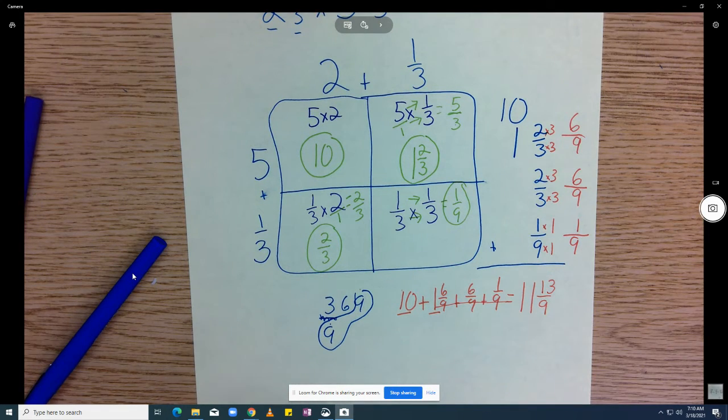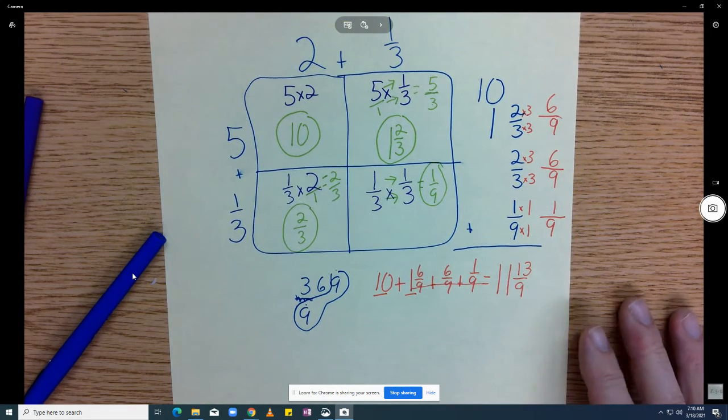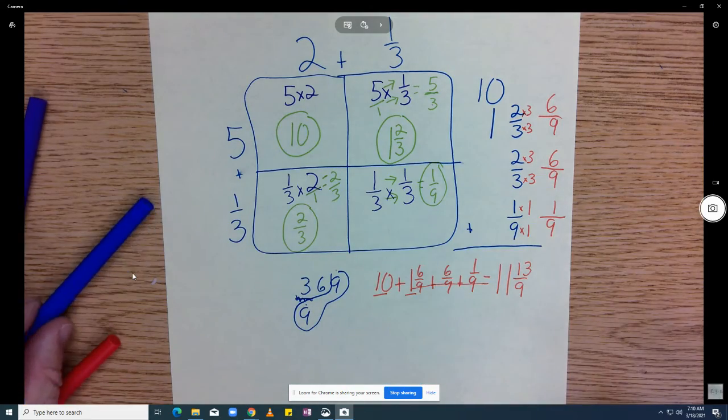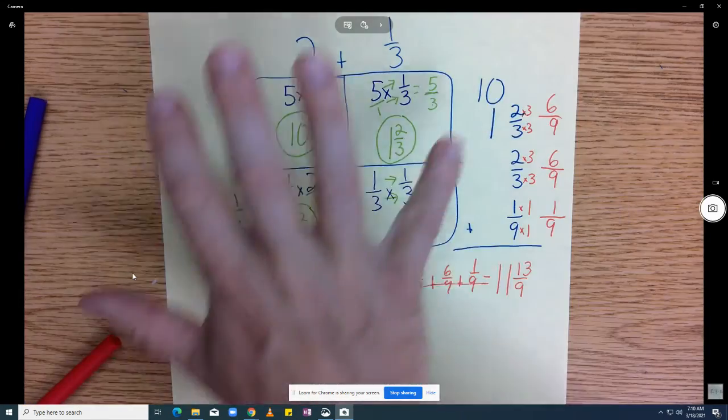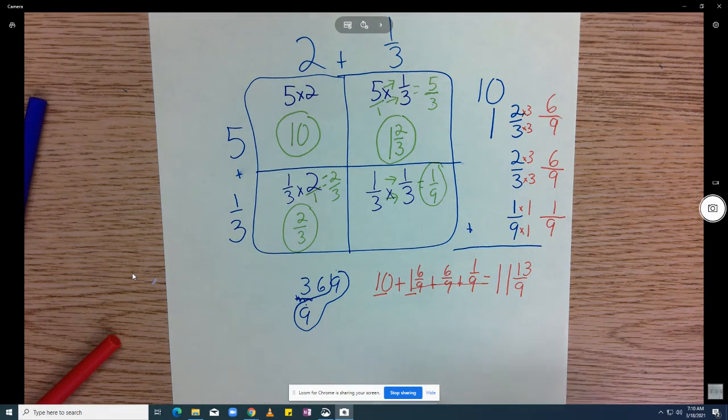Now we're almost there. Some kids are going, man, this is a big problem. Yeah, there's only one on the test. It's worth trying, though. This is kind of a combination of everything you've learned in this chapter. That's why I do like these.